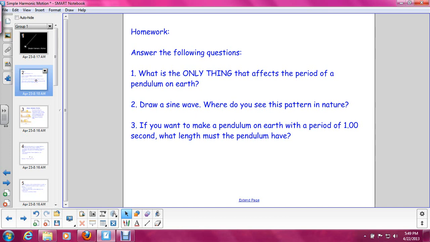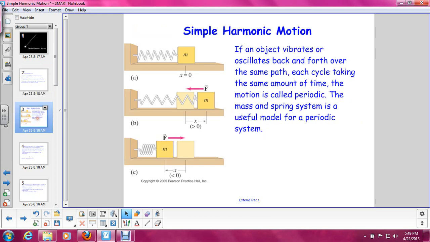Before we get started, I want to show you what your homework is so you can be on the lookout for how to answer these questions. The first question is, what is the only thing that affects the period of a pendulum on Earth? Number 2, draw a sine wave. Where do you see this pattern in nature? This will tap into your math background a little bit. And 3, if you want to make a pendulum on Earth with a period of 1 second, what length must the pendulum have?